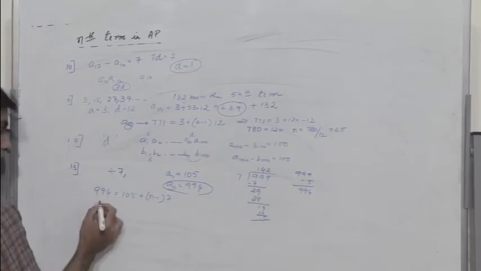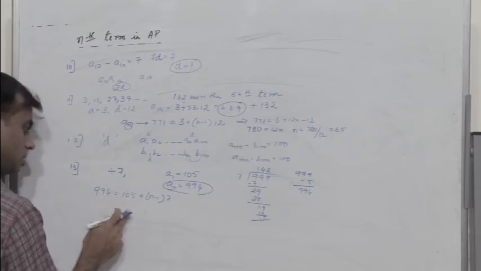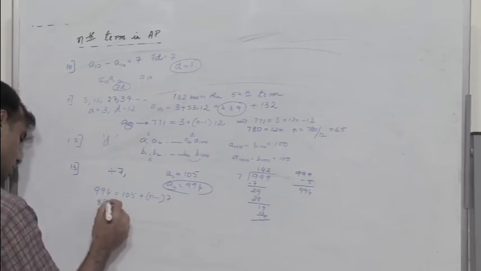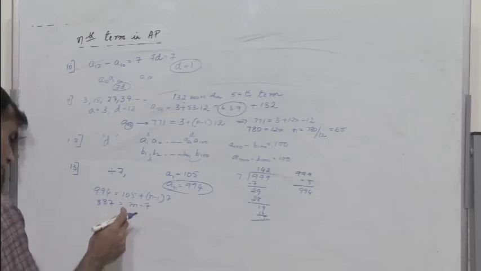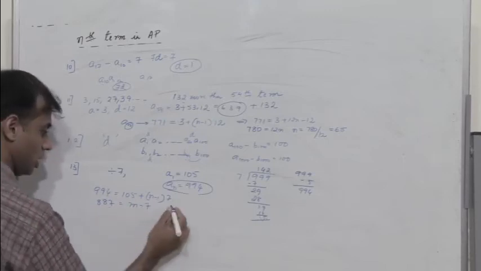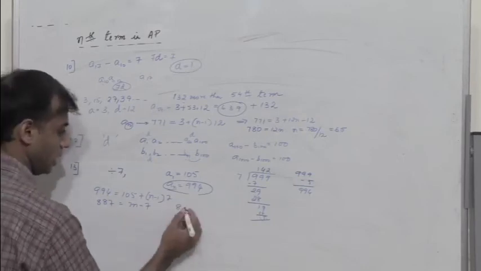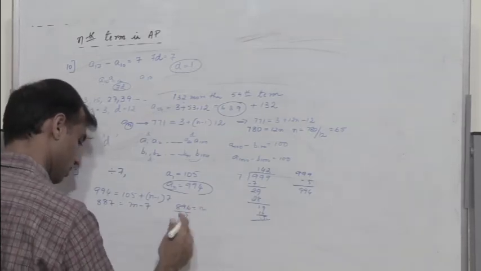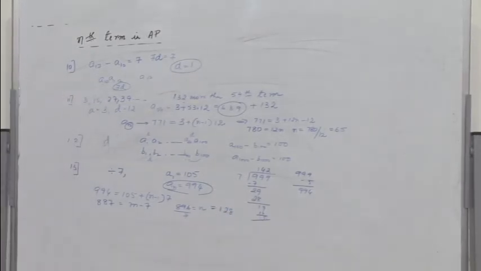So we have 994 minus 105. That gives me 887 equals 7n minus 7. Right? So if I bring the 7 to LHS, I get 8. So I get 896 by 7, which is equal to n. So the value of n is 128. So 896 divided by 7 is 128.